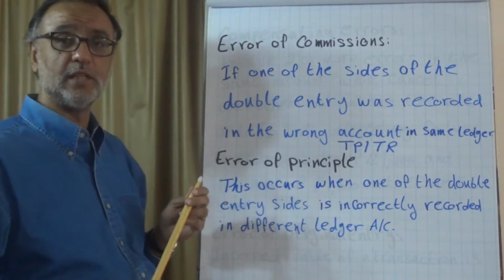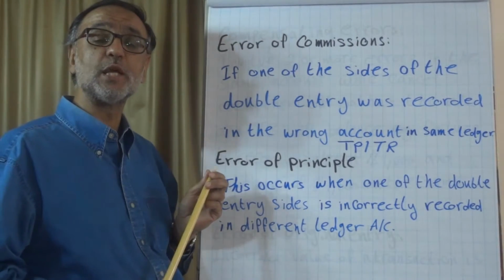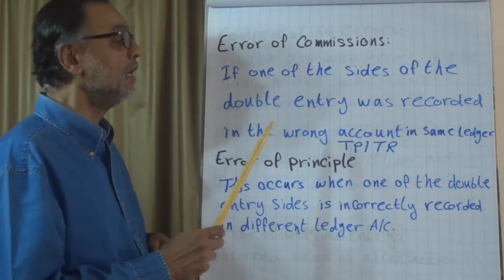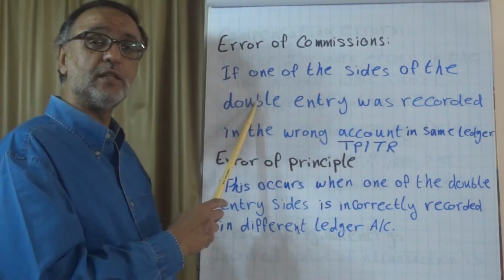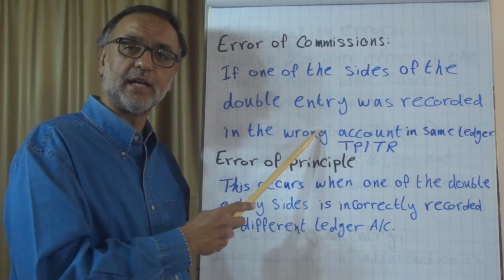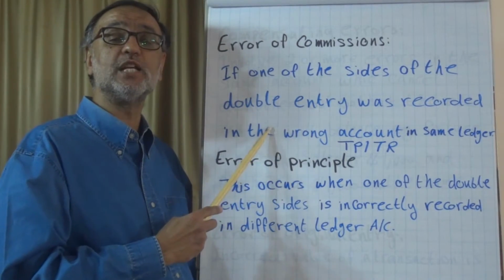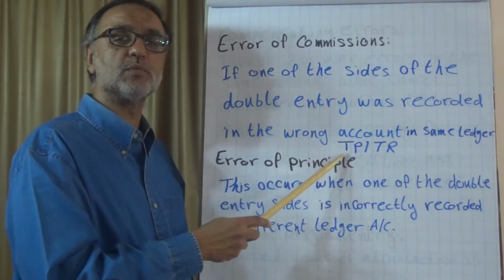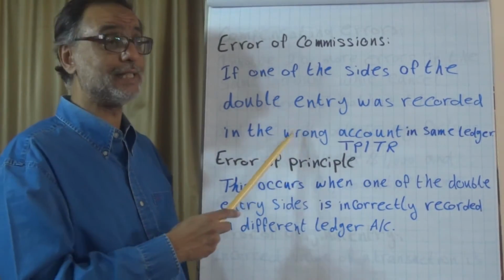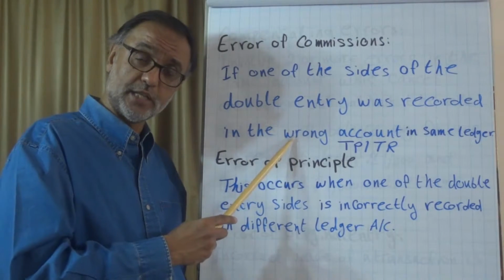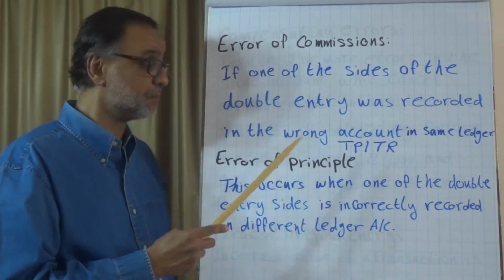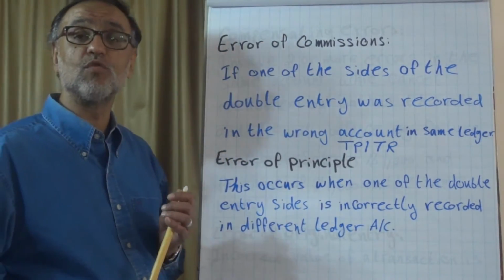Error of commission. This is interesting because an error of commission happens within the same ledger. So it is one side of the entry going to the wrong account name. For example, in the sales ledger you have customer A, customer B, and customer C, and you have a debit entry on customer C and you put it in customer A. It's still within the sales ledger, the total will be the same, but still it's wrong. So this has to be corrected. This is called an error of commission.